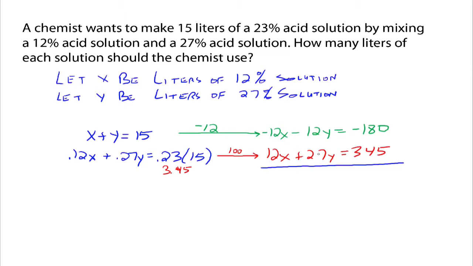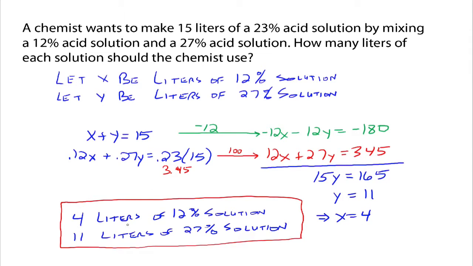X's disappear. We have 15y equals 165. So y is 11, right? And if x plus y is equal to 15 and y is 11, that implies that x has to equal 4. So we need 4 liters of 12% solution and 11 liters of the 27% solution in order to make 15 liters of that 23% acid solution.